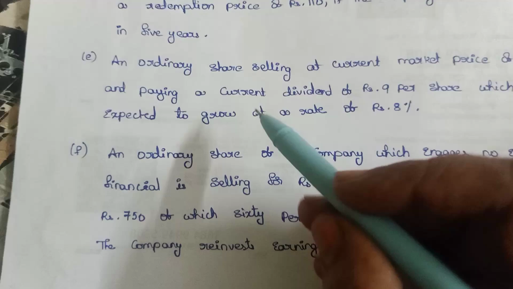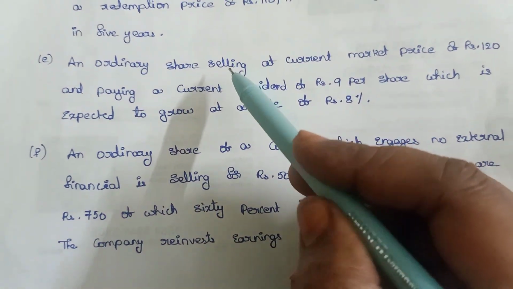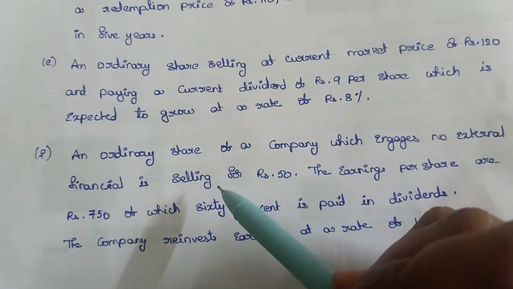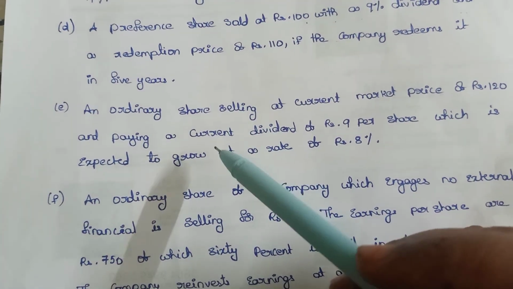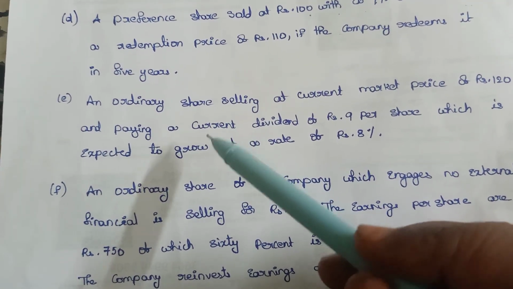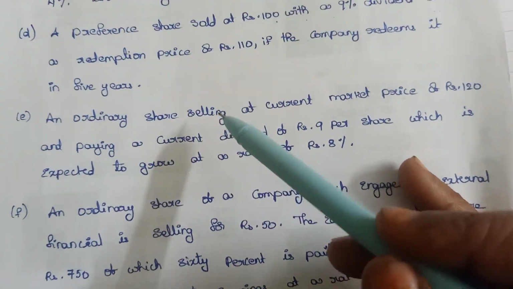Next one, E and F. The points E and F we have to calculate using the Gordon model. Already we saw the Walter model. In the next video I will explain the Gordon model. Okay.